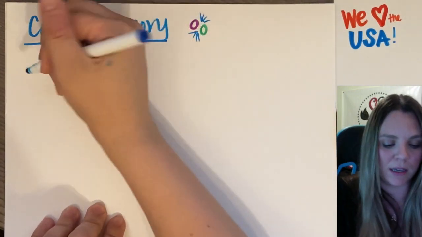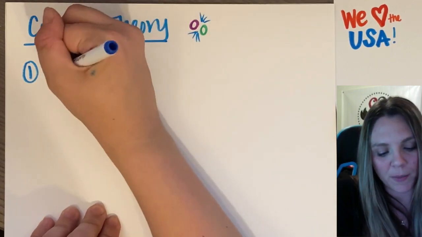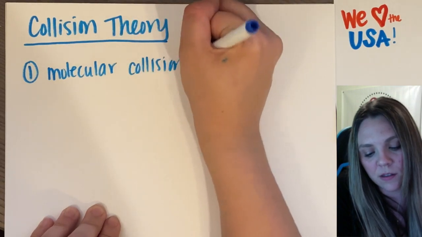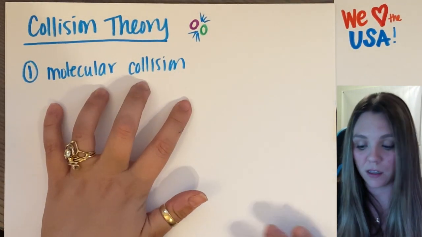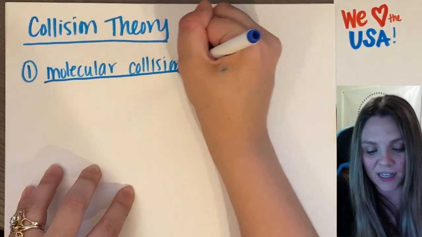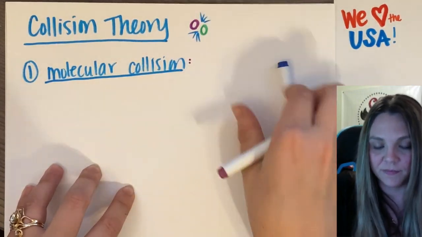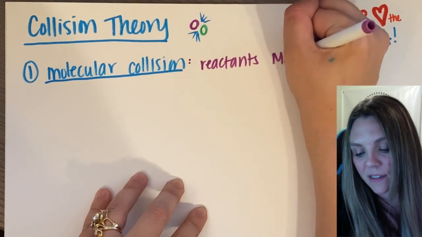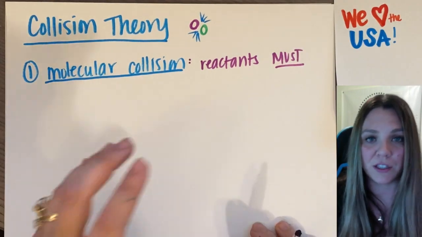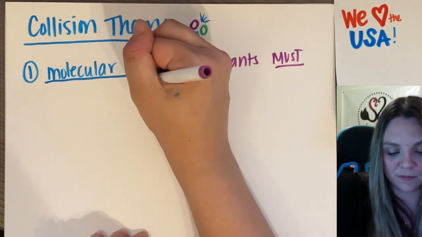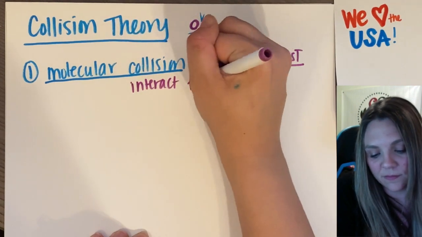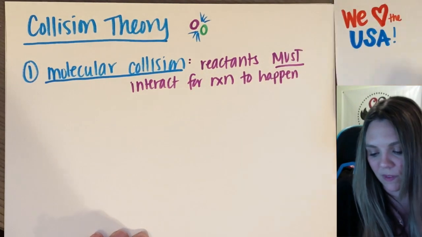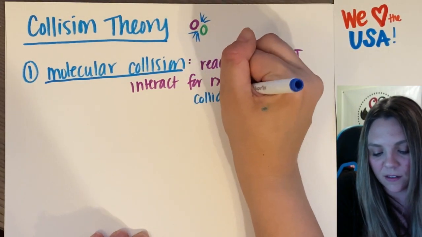Piece number one is called molecular collision. This is basically the easiest one to understand. This means your reactants must interact for a reaction to happen, AKA they must collide.